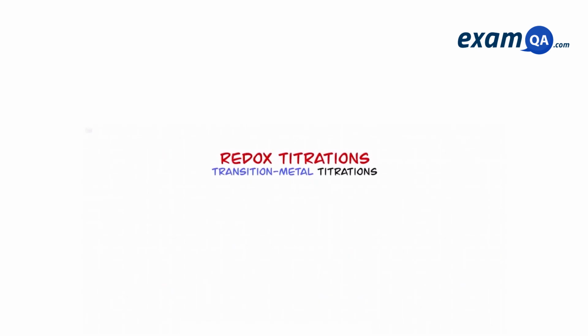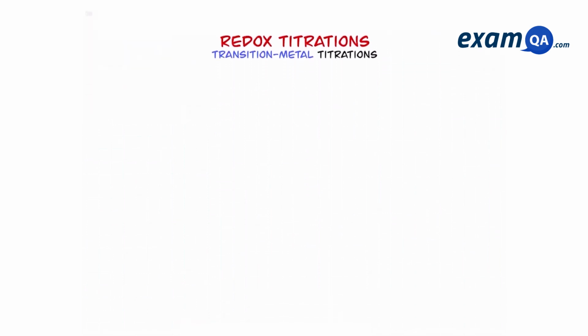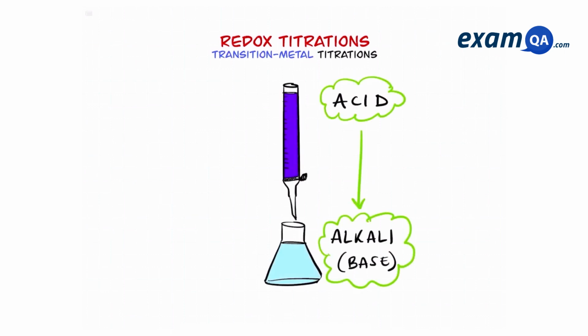Welcome to a video on redox titrations. This can also be commonly referred to as transition metal titration. Now in chemistry, we've already done acid and base titrations where we mix an acid in a burette with a base or an alkali in a conical flask. It could also be done the other way around.